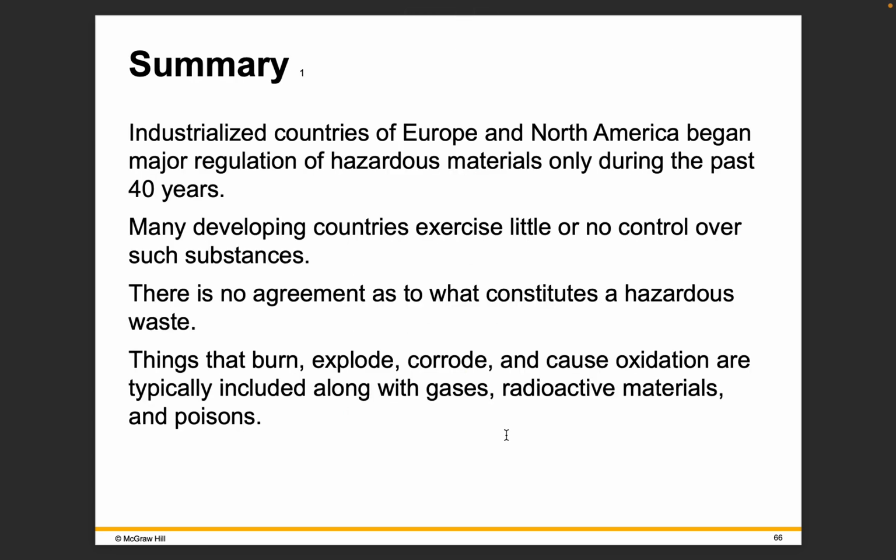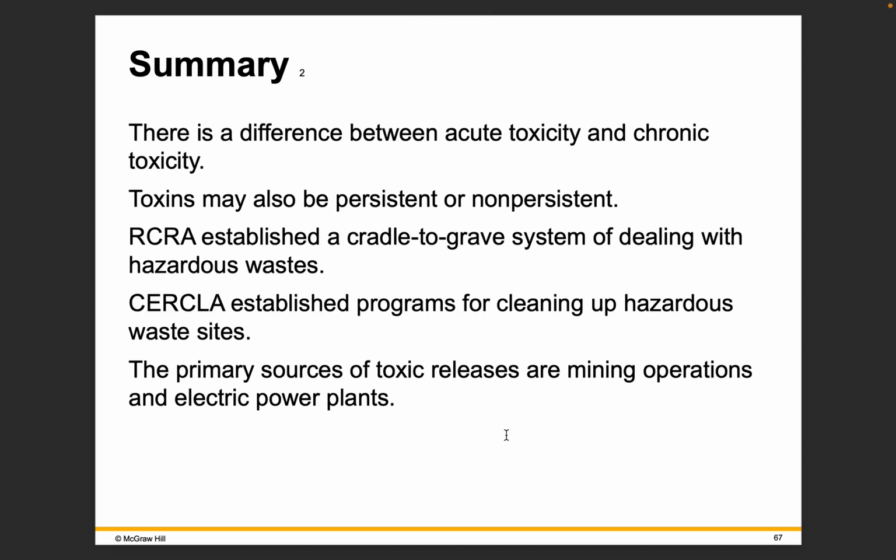In summary, industrialized countries in Europe and North America began major regulation of hazardous materials only during the last 40 years. Many developing countries exercise little or no control over such substances, and there's no agreement as to what constitutes a hazardous waste. Things that burn, explode, corrode, and cause oxidation are typically included along with gases, radioactive materials, and poisons. There is a difference between acute and chronic toxicity. Toxins may also be persistent or non-persistent.